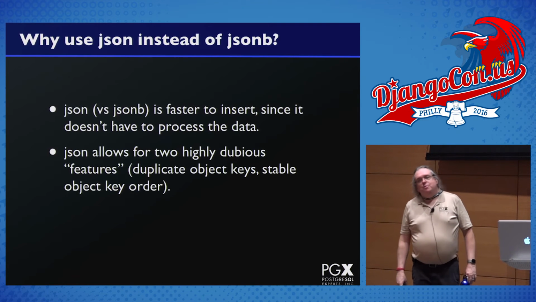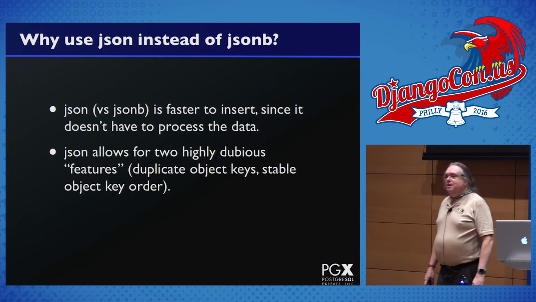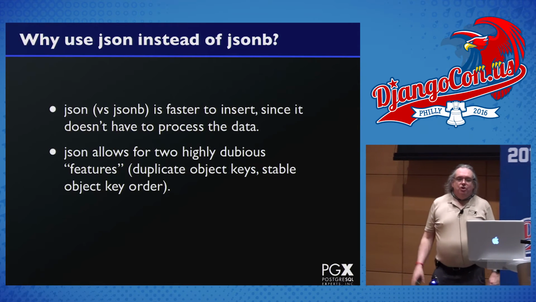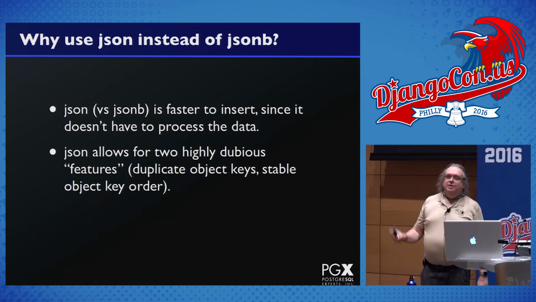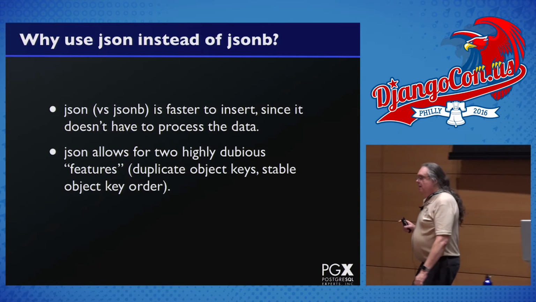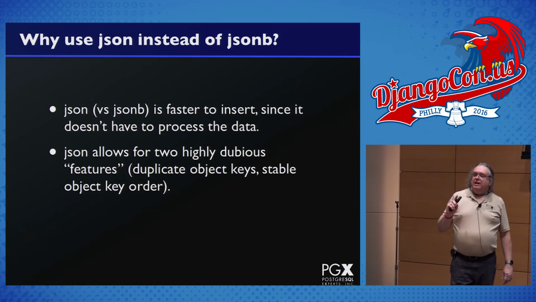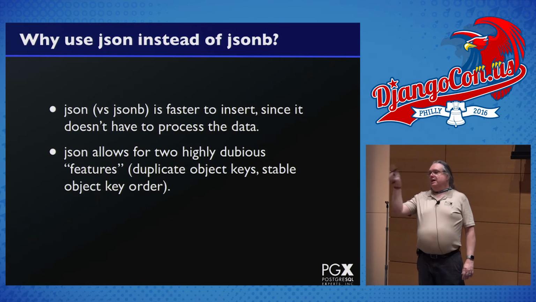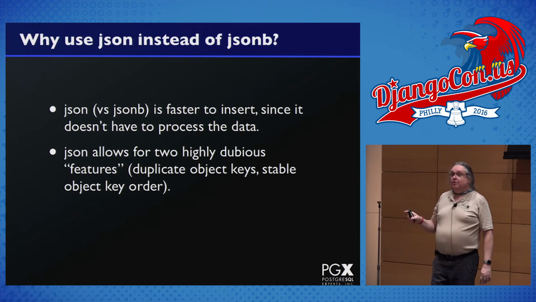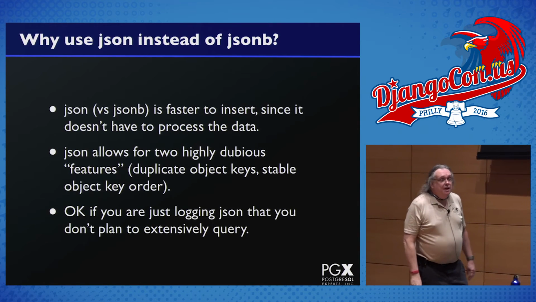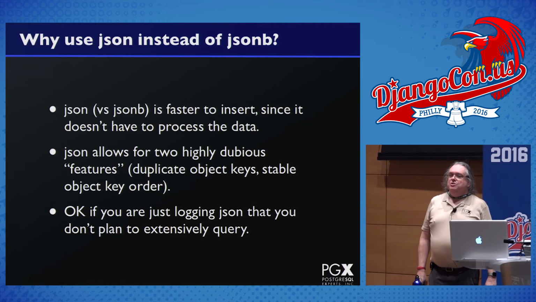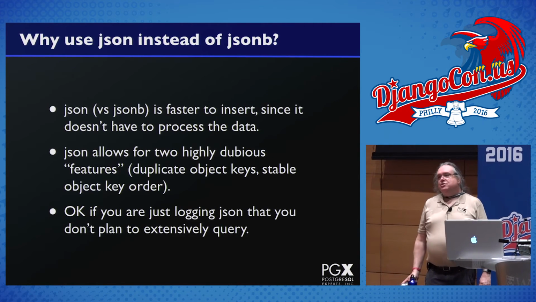And there are two dubious features that some people started using in JSON: duplicate object keys at the same level, which is not supported in the spec, and stable object key order, where the idea is that if you store a JSON field that has field A and field B, it'll always come out AB. There's nothing in the spec that requires this behavior. One thing to use JSON for is if you're just logging data and you don't really expect to do a lot of querying on it, it's faster to insert.